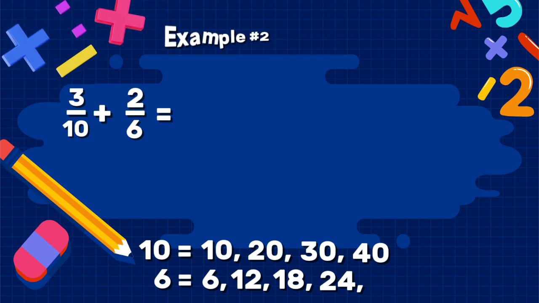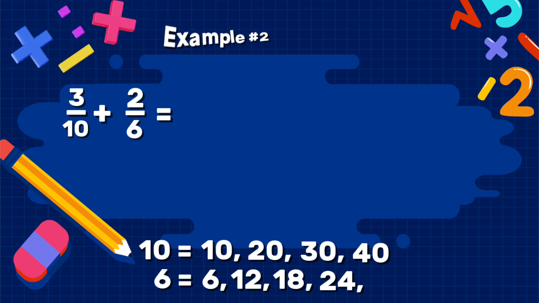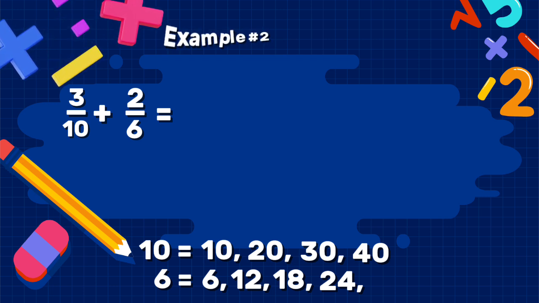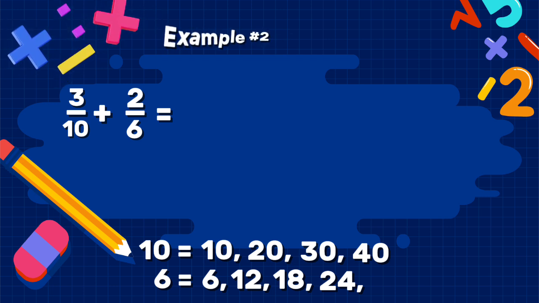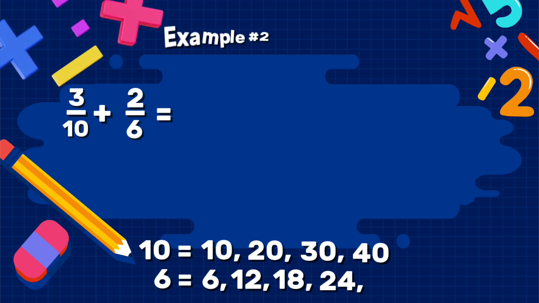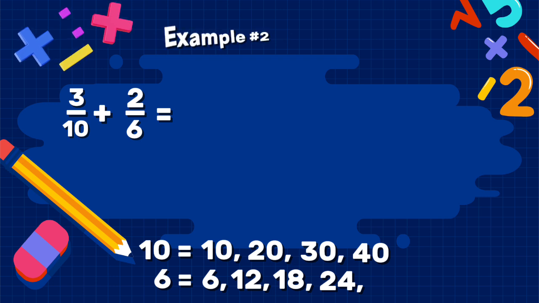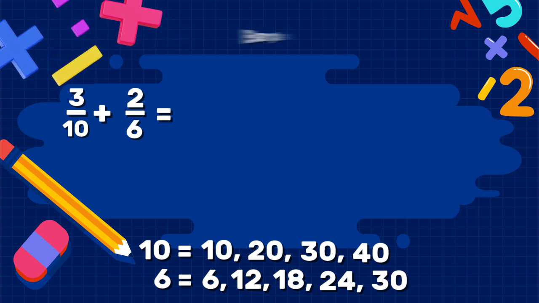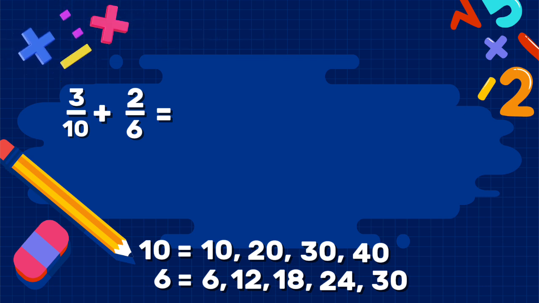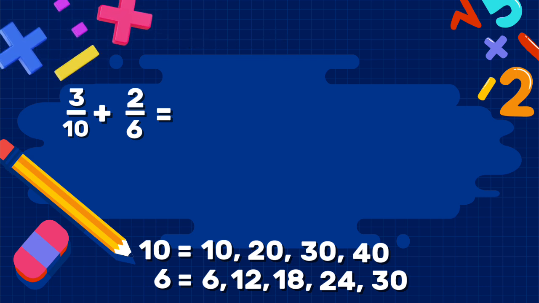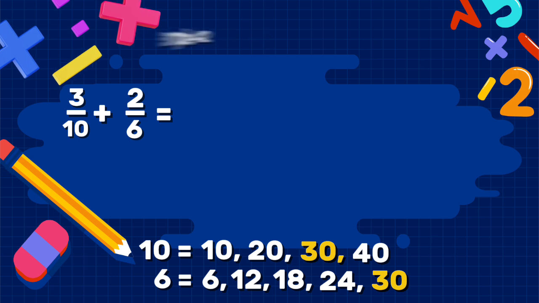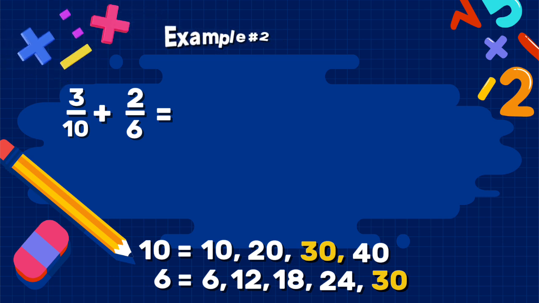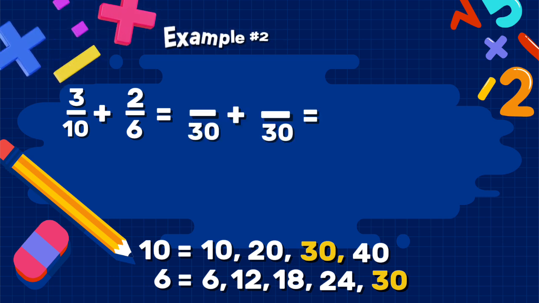Now, the multiples of 10 were already at 40. And the multiples of 6 were only at 24. So, let's extend that list. So, after 24 would be 30. And now, we have a common multiple and specifically the least common multiple. So, 30 is going to be our common denominator. Let's rename our fractions with that denominator of 30.